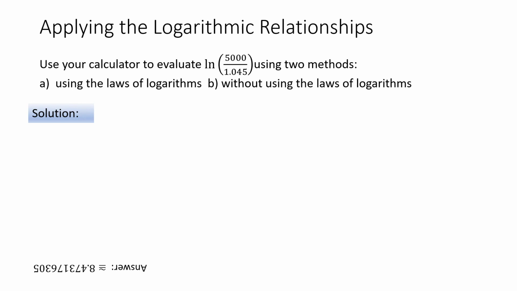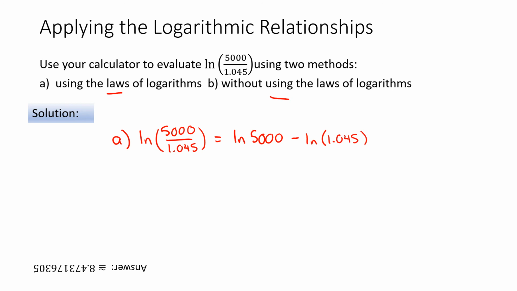So now let's look at another example. So we're going to use our calculator to evaluate the ln of 5,000 divided by 1.045 using two methods. First, the laws of logarithms that we just talked about, and second is without it, if we just multiply those numbers out. So for A, we have the ln of 5,000 divided by 1.045. And if you break that out, those are divided by one another. So that's equal to the ln of the numerator, 5,000, minus the ln of the denominator, which is 1.045.